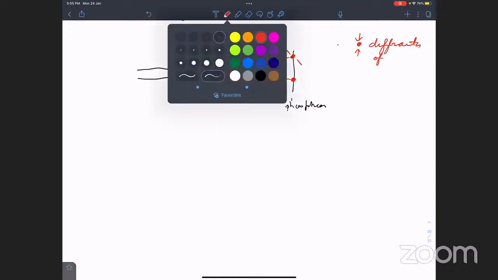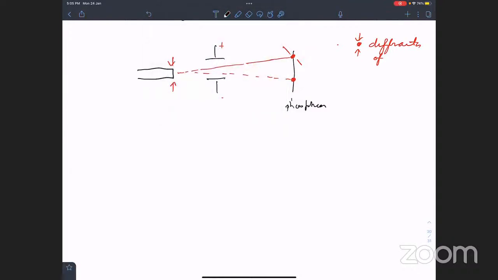Why is that? That's again coming from position uncertainty, right? If I make the hole small, that means in the y direction, I know the position of the electron to this accuracy, this much, right? So if I know the position to that much accuracy, then the momentum must have some uncertainty. Momentum in the y direction must have some uncertainty.